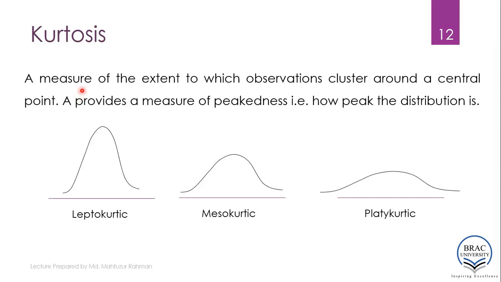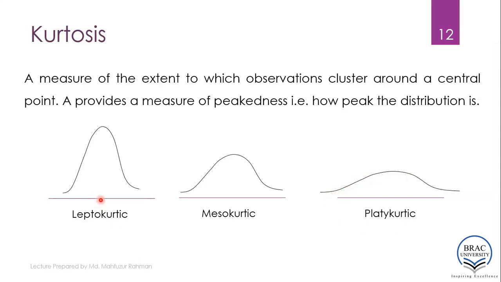Kurtosis is another measure of the shape of a distribution. This is a measure of the extent to which observations cluster around a center point. It mainly provides the peakedness, which is how much peak a distribution has. A data set which has a high peak is known as leptokurtic, a data set which has a moderate peak is known as mesokurtic, and a data set with a very low peak, you can say very flat, is known as platykurtic.